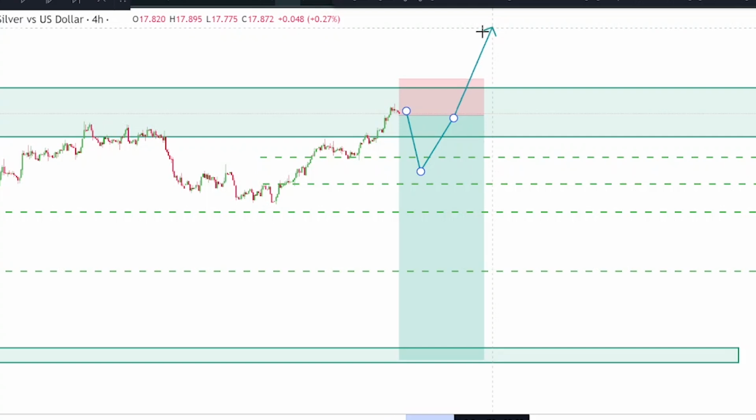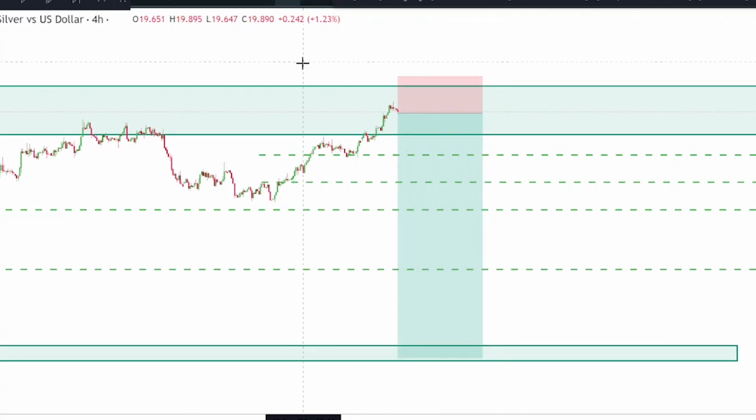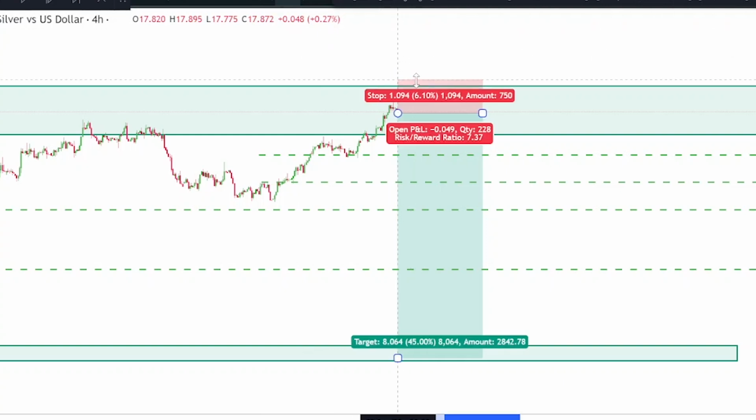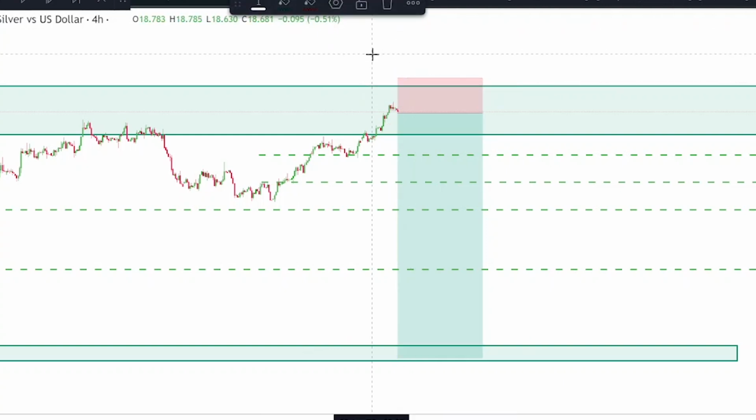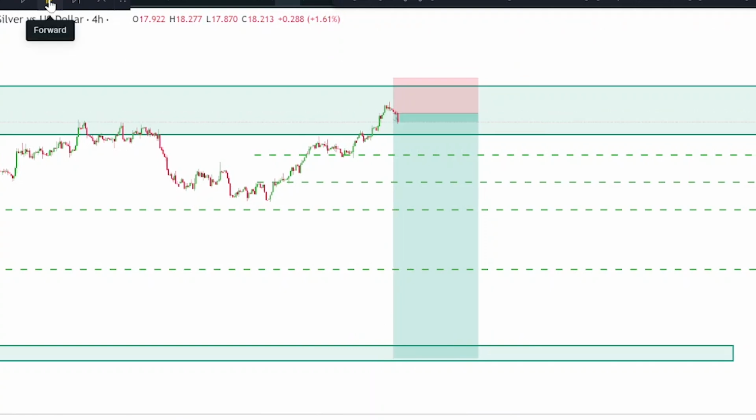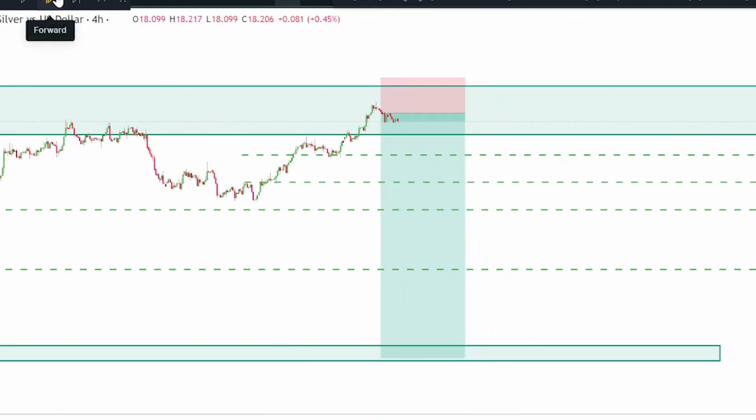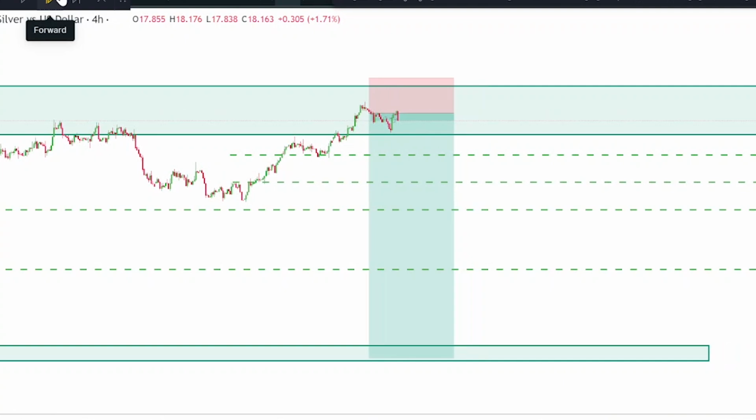Okay, so now any kind of moving down and making a high from this area, I will take a sell. Let's see what the market is gonna give us from this area. Stop loss from here. Let's see what happened. We are moving down, down, up, down.